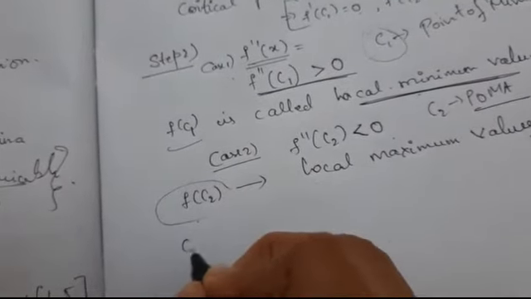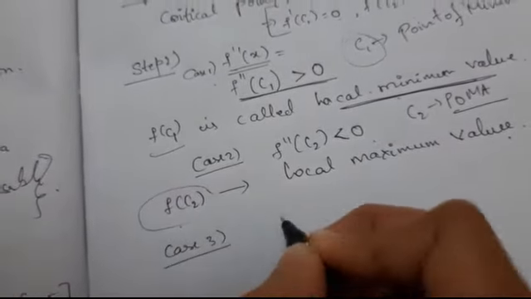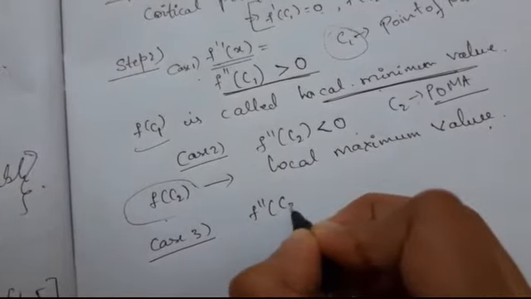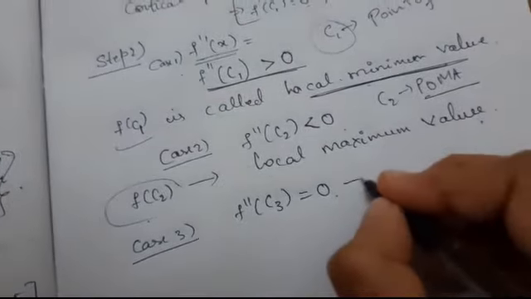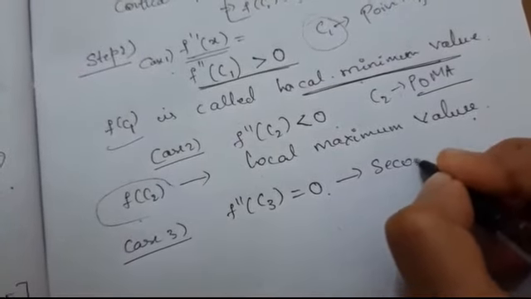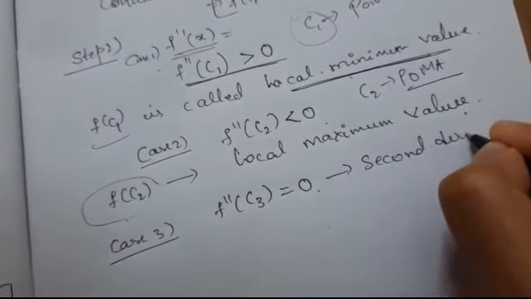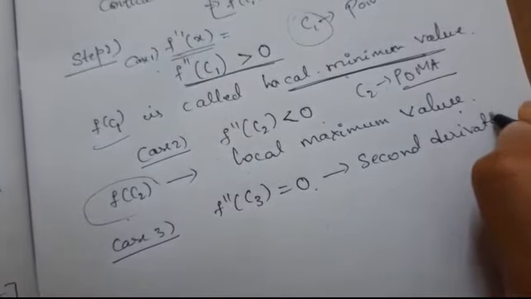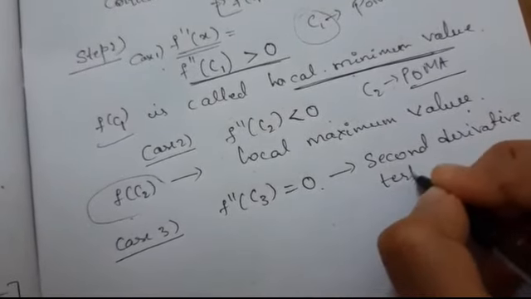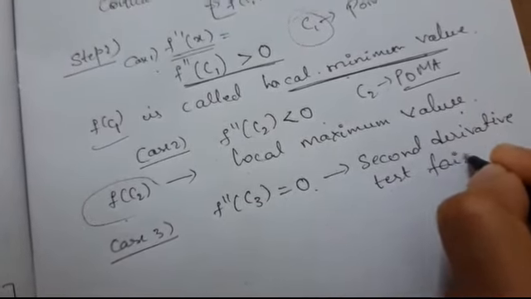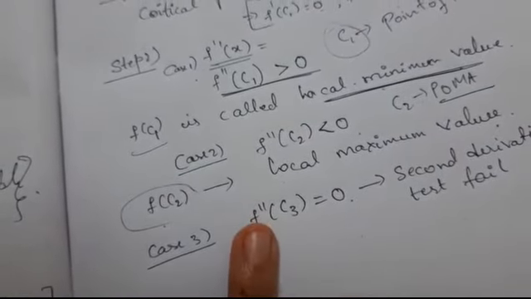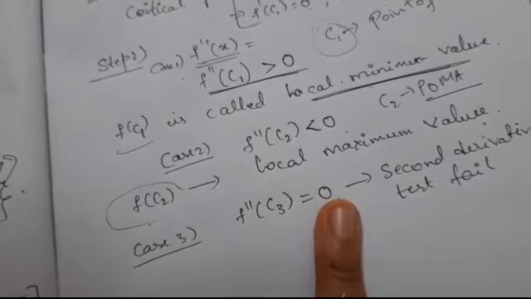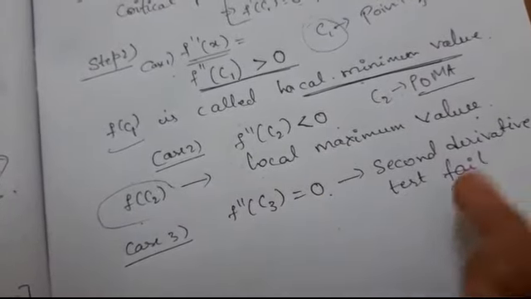Suppose this is our case 2. Case 3, what is that? Suppose when you input the critical points and you get that value equal to 0, at that time our second derivative test is going to fail. When you input the value of the critical point in f double dash and that also equals 0, then the second derivative test fails.